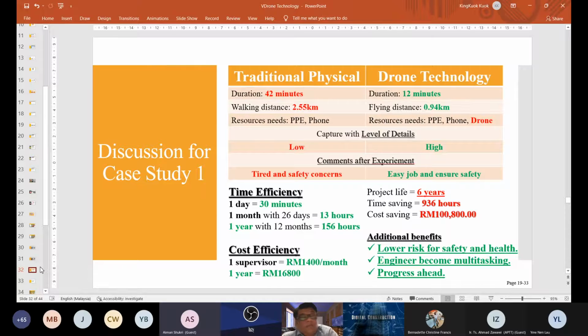Cost efficiency, okay. If we are capable enough, actually we don't need to have so many supervisors on site if we know how to adopt the drone technology and how to do the monitoring process. So the engineer can do the design, at the same time prepare the progress report, and monitor the site by applying the drone, which only takes about 12 minutes per cycle of monitoring and inspection. So we don't need to have an extra supervisor.